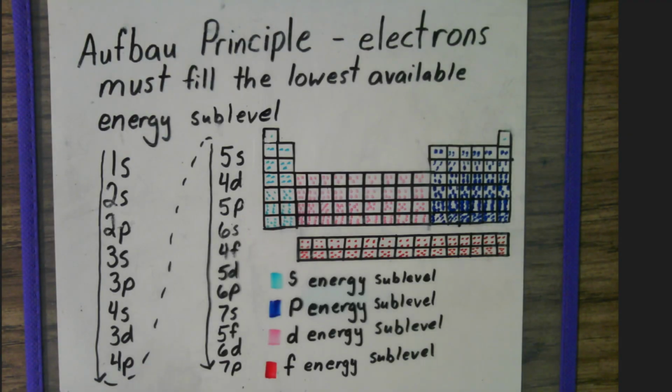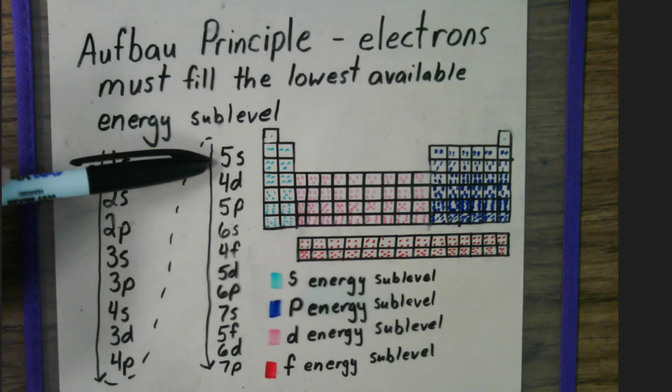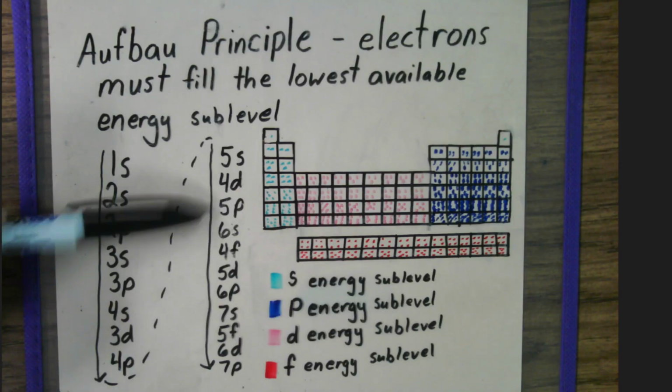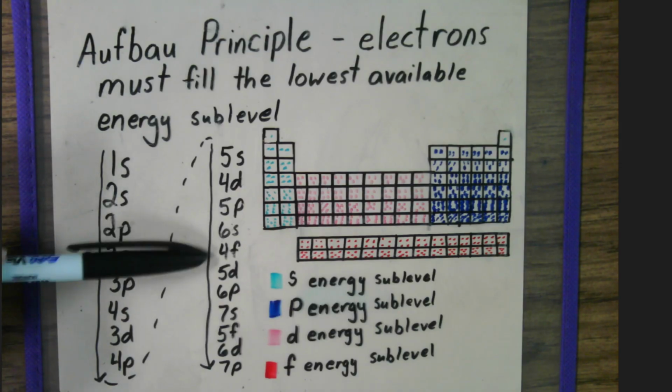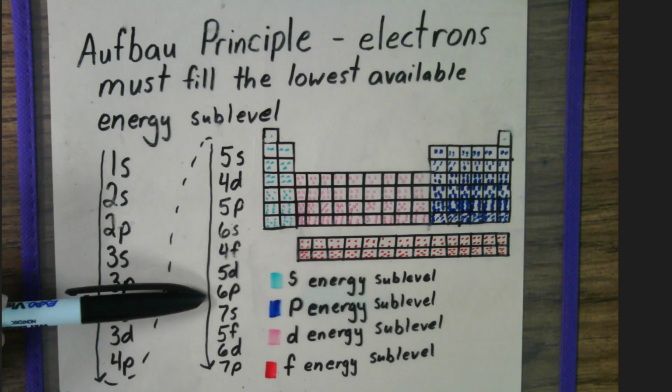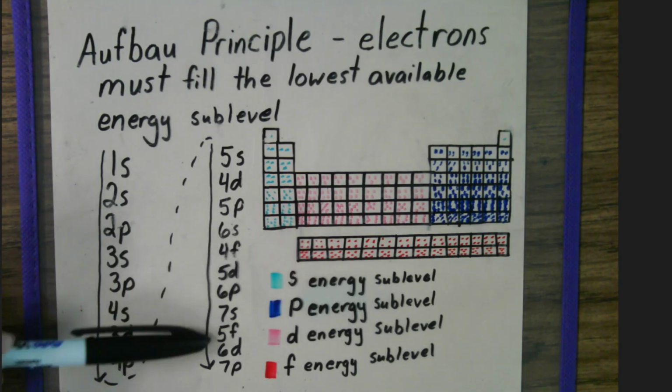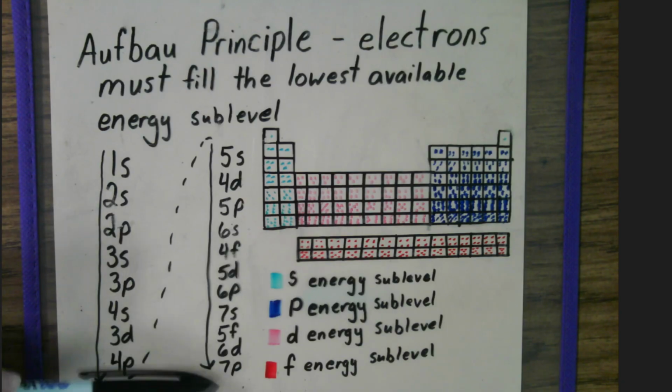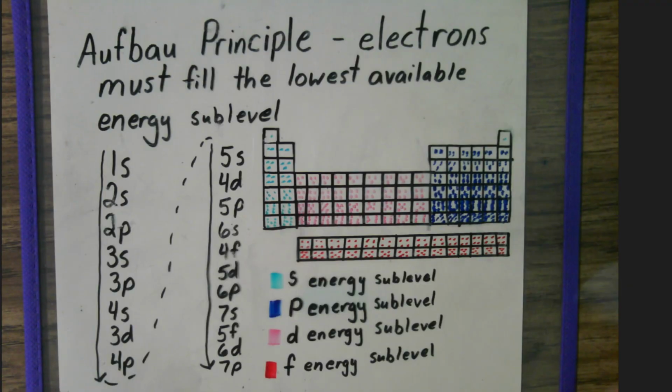In this case, we start here at the top: 1s, 2s, 2p, 3s, 3p, 4s, 3d, 4p, and it goes up to here: 5s, 4d, 5p, 6s, 4f, 5d, 6p, 7s, 5f, 6d, and ending with 7p. Now I've made a little periodic table over here to make it a little bit easier to understand.